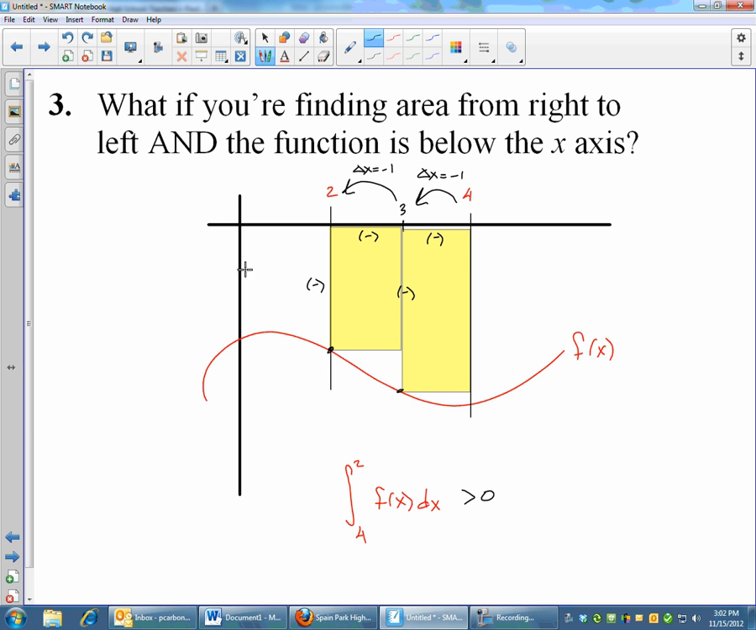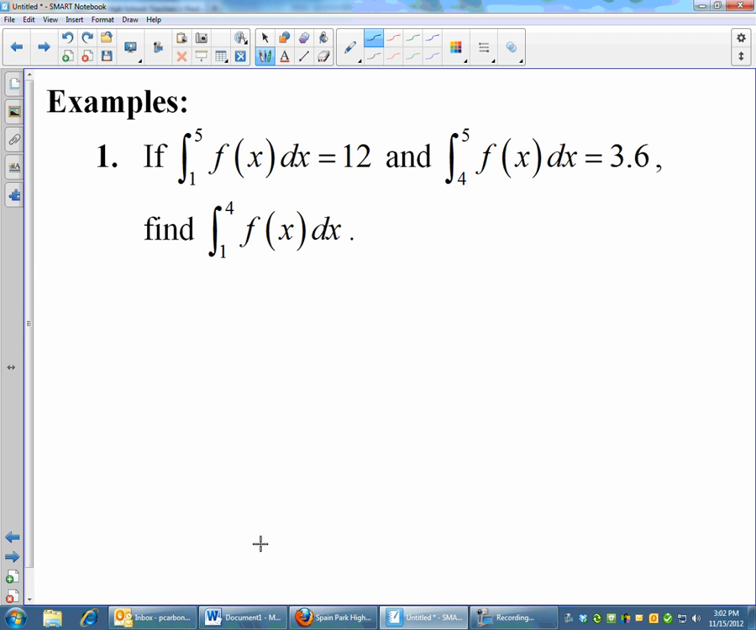Okay, so there's the basics of some properties of integrals. I have 3 problems with real numbers that I wanted to look at. Number 1, area from 1 to 5 under a function is 12. Area from 4 to 5 under a function is 3.6. What would the area from 1 to 4 be? Now, in this problem, a lot of you probably could just look at it and say, well, 1 to 5 is 12, 4 to 5 is 3.6, so we're going to subtract the 2, and that would be correct.